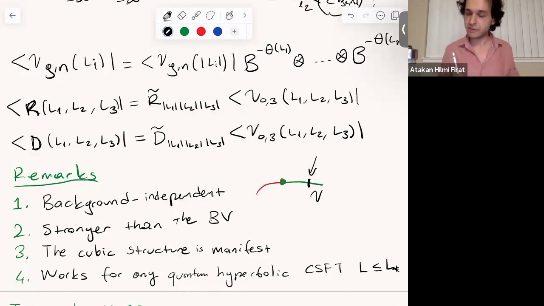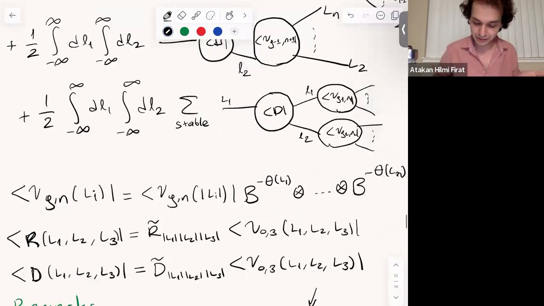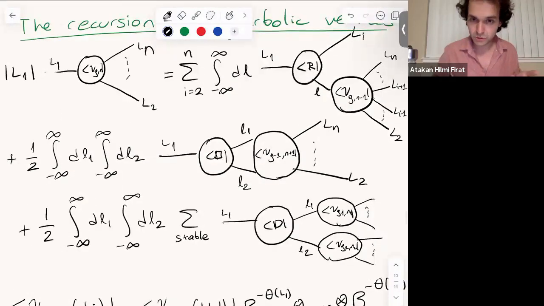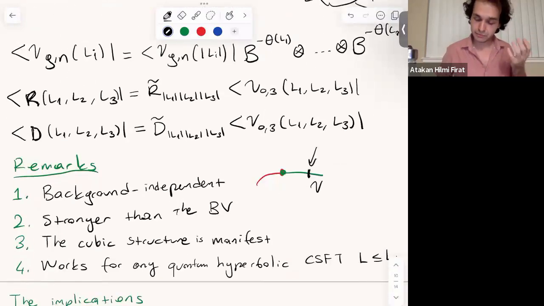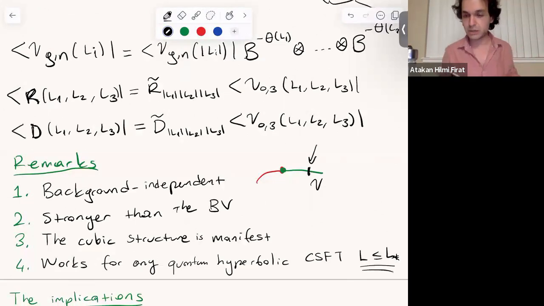Cubic structure is manifest. It doesn't violate the famous no-go theorem, because the way they relate is certainly not the way we write the cubic theory. But still, there's this well-known structure, and it works for any quantum hyperbolic closed string field theory. Although it's interesting that in the classical case, L can be anything, but the recursion doesn't exist for them.